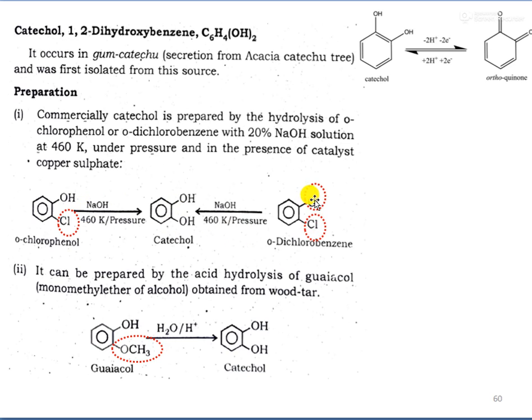In this second compound, 2 chlorine atoms are there. This is ortho-dichlorobenzene. Here also, when this compound is treated with sodium hydroxide, the 2 chlorine groups will be substituted by OH groups. So from this method also we can obtain catechol. Another method shown in your text is from guaiacol, in which an OCH3 group is present in addition to the phenolic OH. Here an acid hydrolysis is done, the OCH3 leaves, and an OH group is formed instead.